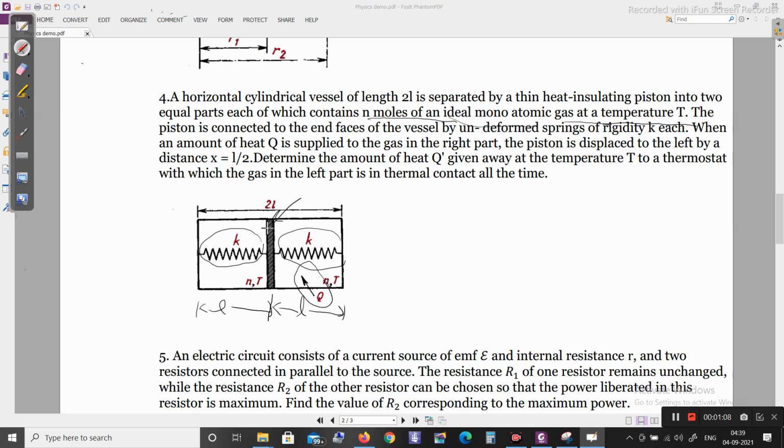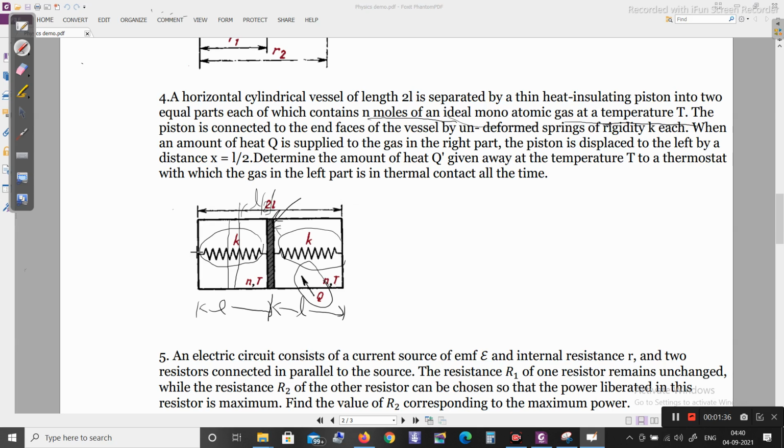Therefore, as the heat is supplied, the gas will expand and the temperature will rise, and this will provide a force. This expansion of gas exerts a force on the piston, due to which the piston moves to the left by a distance L by 2.